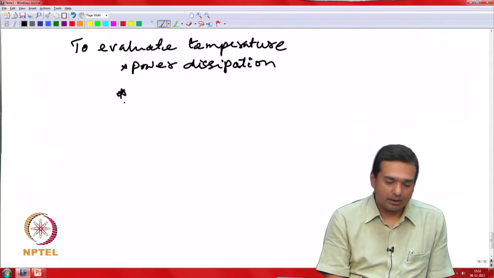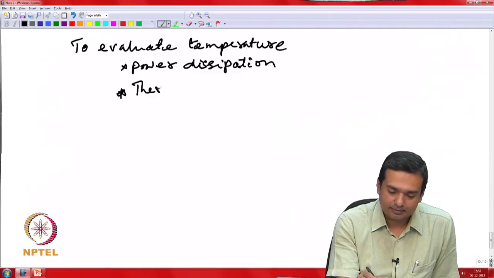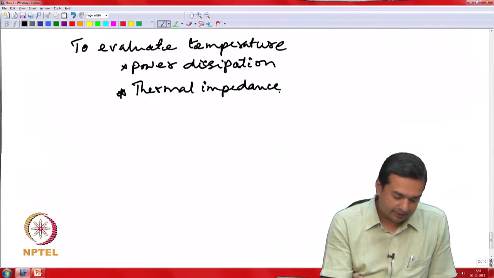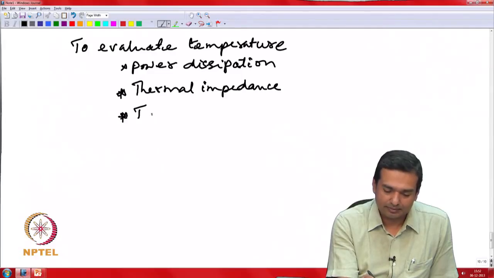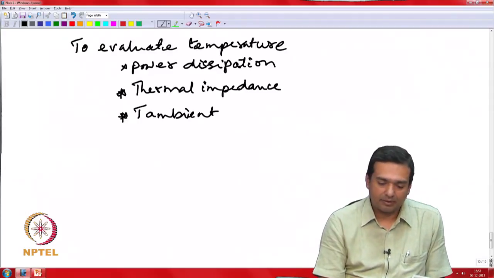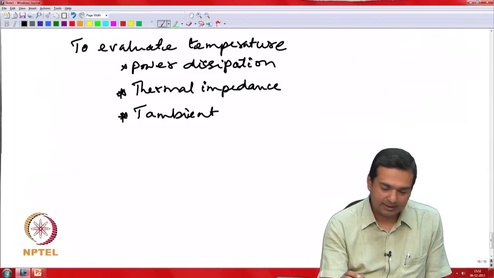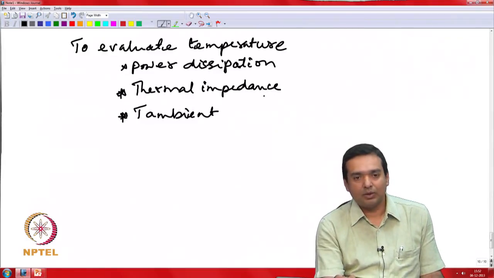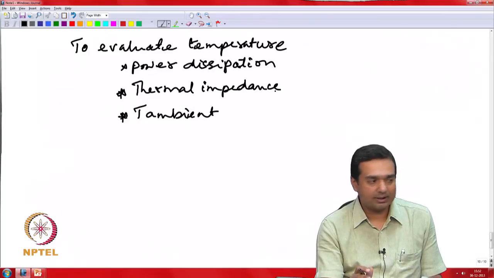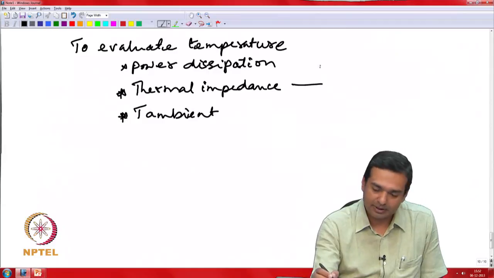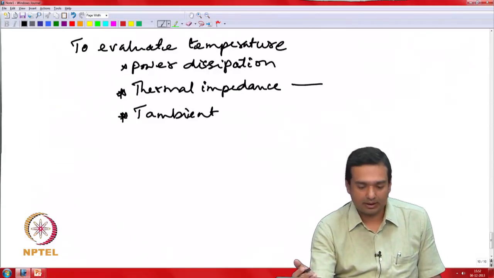The second aspect is the thermal impedance. And the third factor is, what is your ambient temperature? So your actual operating temperature of your inductor would depend on all these factors, and we are just discussing about the power dissipation. If you look at the thermal impedance, essentially you are looking at what is your thermal resistance of your inductor between the inductive material and its surrounding, and the cooling that is being provided can be because of radiation, convection, or conduction.